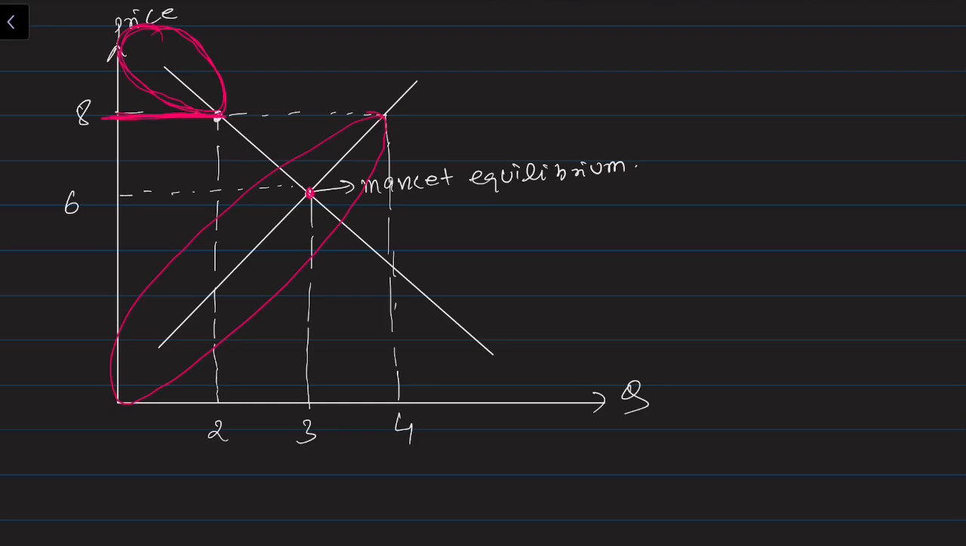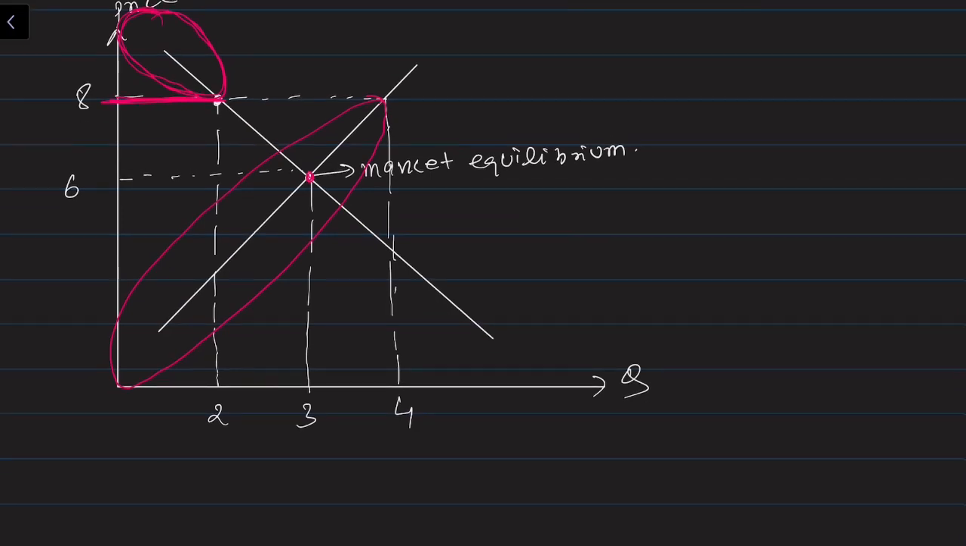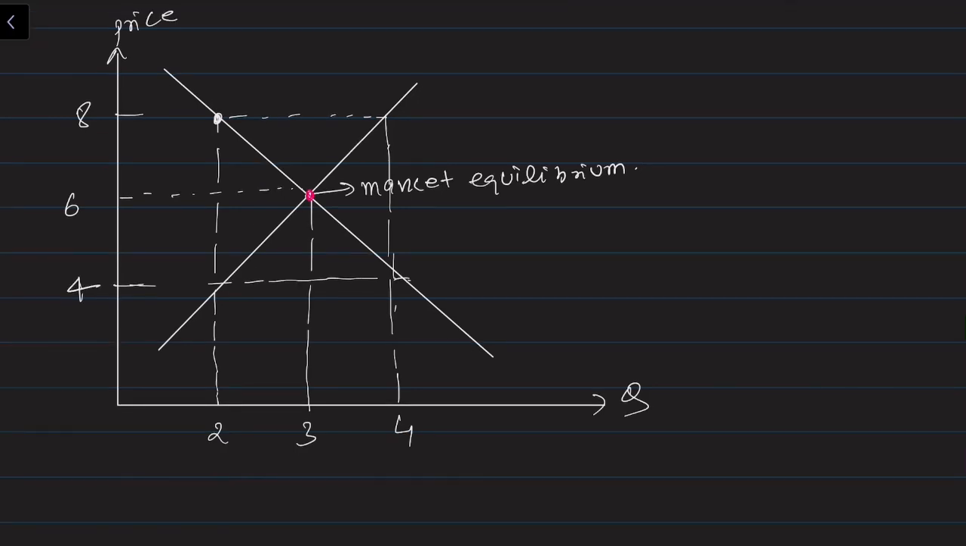Now let's consider the situation when the price is below the market equilibrium price. Let's say the price is at $4. In the previous example, this is the excess supply, right? This is the excess supply because the quantity demanded was 2 units and the quantity supplied was 4 units. So the length of this line gives us the excess supply.